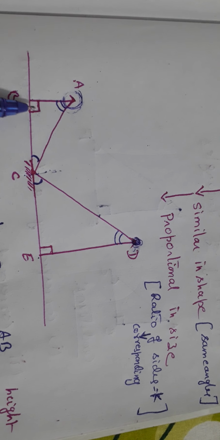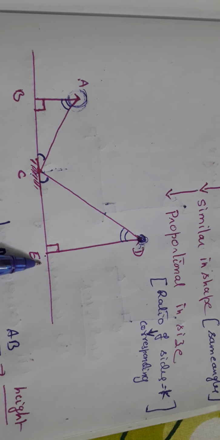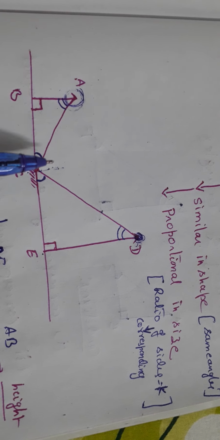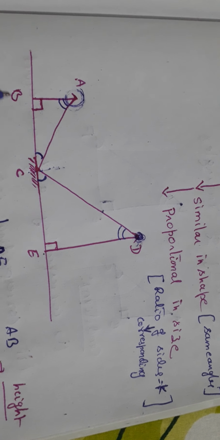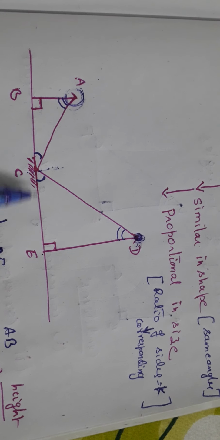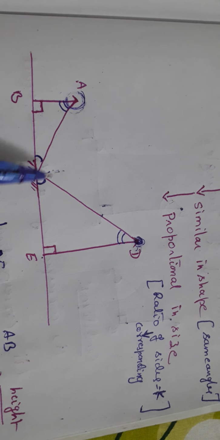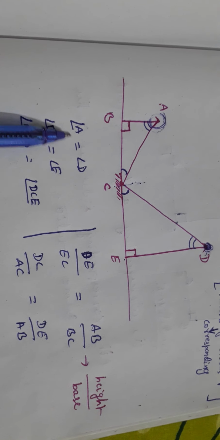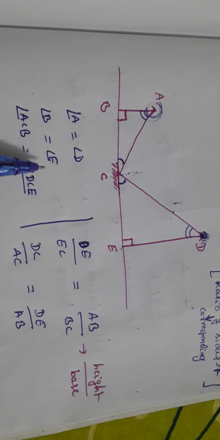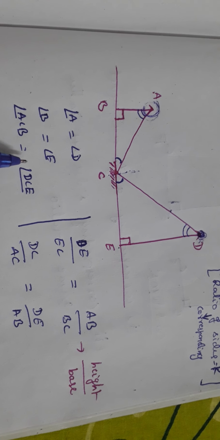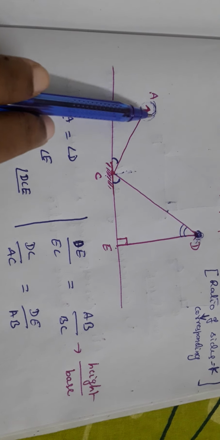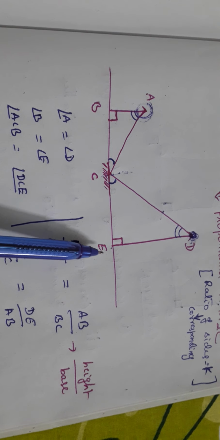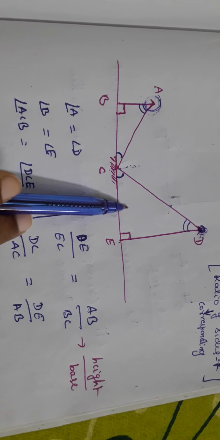If you observe, here at B it is right angle, at E it is right angle. That means A should correspond to D, and of course angle ACB corresponds to angle DCE. So these angles are equal. When you observe the triangle ABC, what do we observe here? Angle A is equal to angle D. Angle B is equal to angle E. Angle ACB is equal to angle DCE. That is the meaning of it.